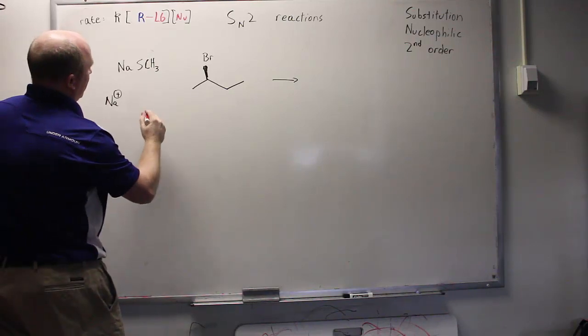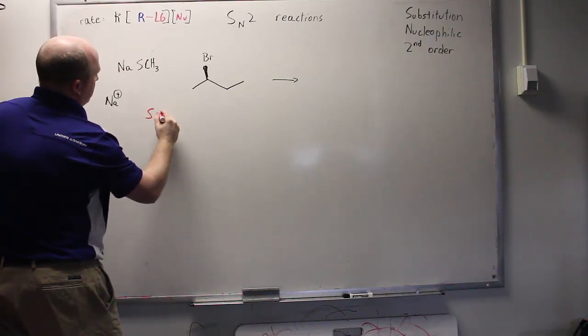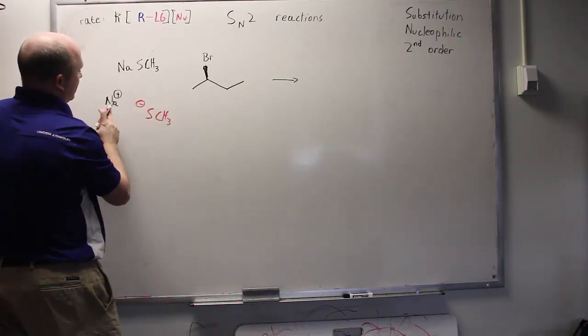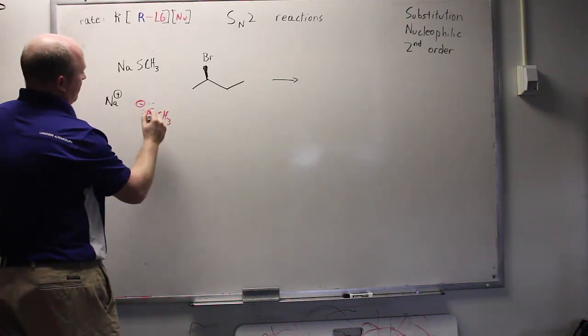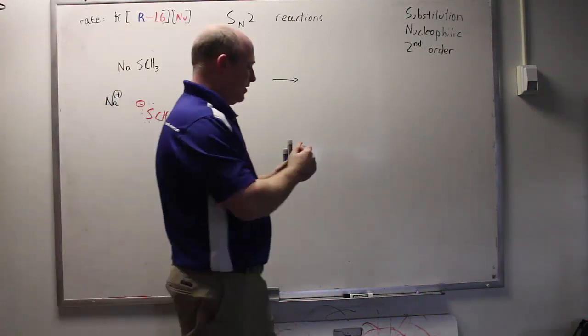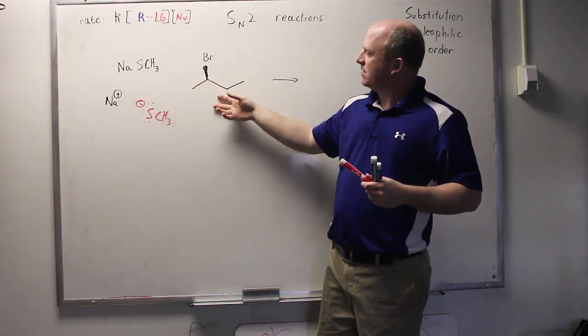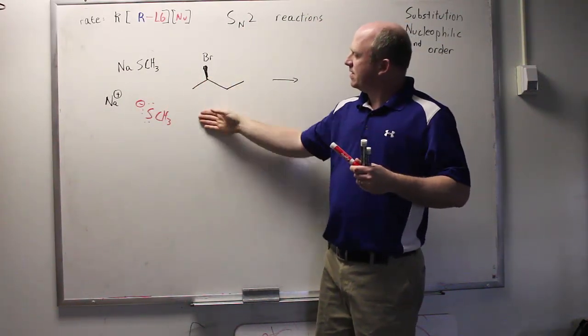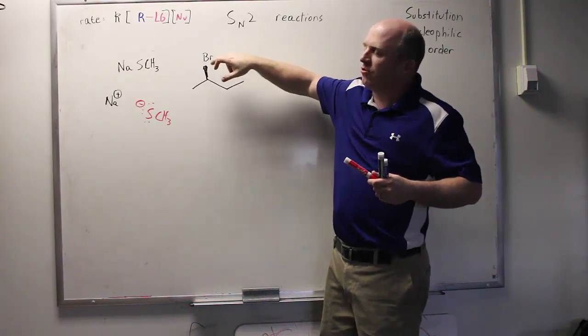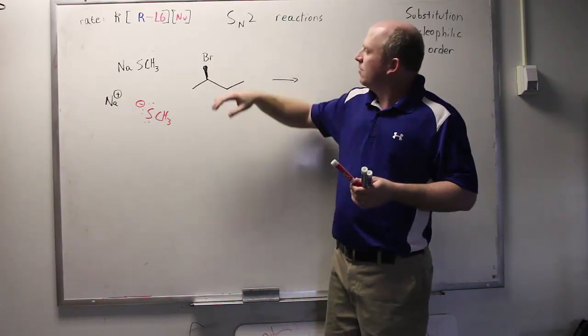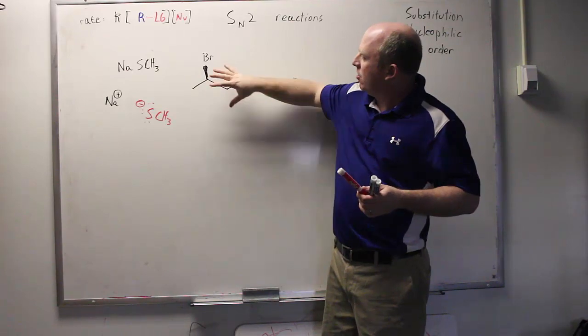And then what do we have floating around nearby? Well, some thiol species, and if the sodium is plus, then this has to have a minus on it. So this is really the system that we're dealing with. We have a sulfur with a minus. Now, what is this substrate? Well, we have a leaving group. Halogens are the typical leaving groups. So we have a leaving group and a carbon chain.